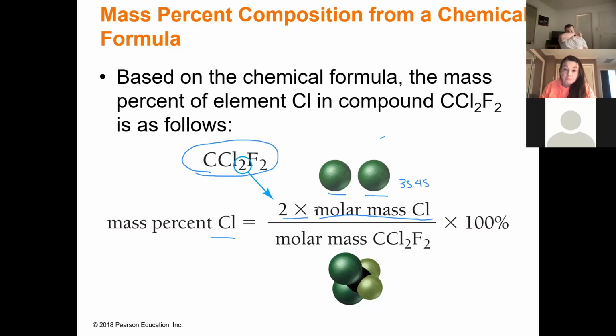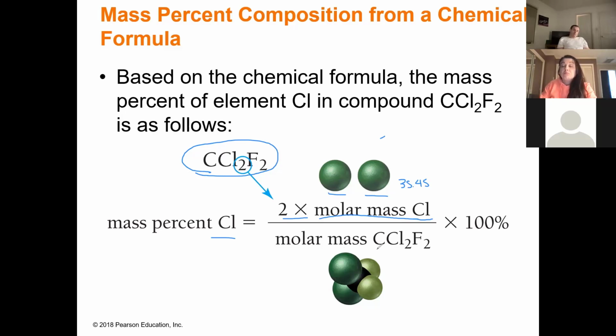35.45, I believe, and we multiply it by 2. I'm going to divide it by the molar mass of the entire compound, right? This is sort of like the top is kind of like the fat in your body. The bottom is your total body. Okay, this is the element I'm looking for. This is the total thing.